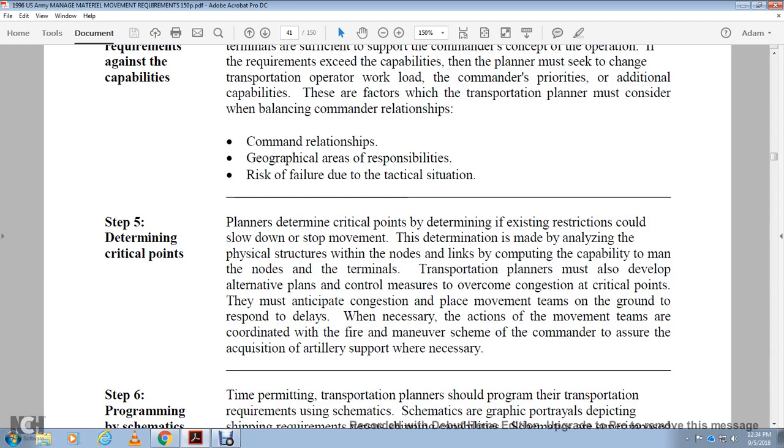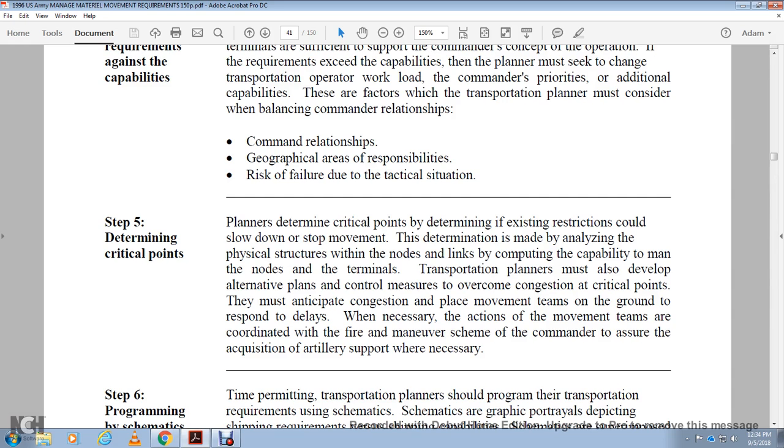Step 5, planners determine the critical points, identifying existing restrictions that slow down or stop movement. The determination is made by analyzing the physical structure of the nodes and links and their communicating capability. For major nodes and terminals, transportation planners must also develop alternative plans and control measures to overcome congestion.